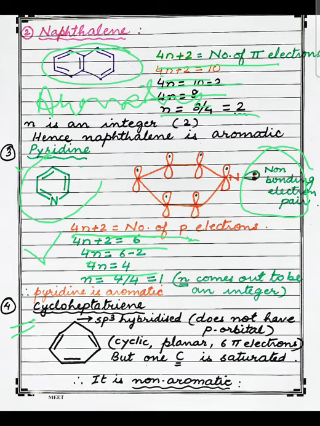Let us discuss the last example, that is the fourth example: cycloheptatriene. Here it is cyclic and planar, and it has 3 double bonds and 6 pi electrons. But one of the carbons is sp3 hybridized and it does not possess a p orbital. Hence, a continuous overlap around the ring is not possible. Therefore, it is non-aromatic.